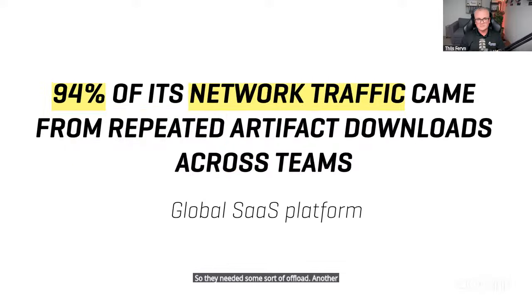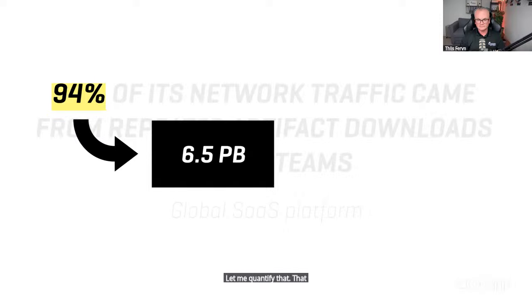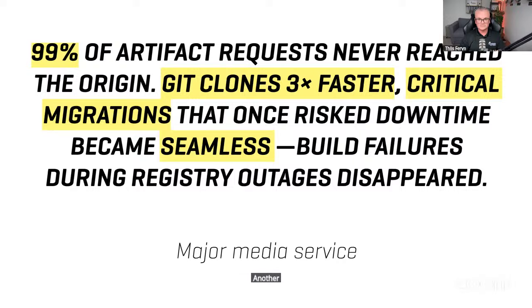Another client of ours, which represents a global SaaS platform, a brand that is well known in the industry, says that 94% of its network traffic came from repeated artifact downloads across teams. Let me quantify that. That 94% represents 6.5 petabytes. We managed to offload that 94% and save them 6.5 petabytes of egress, which justified the use of the virtual registry alone.